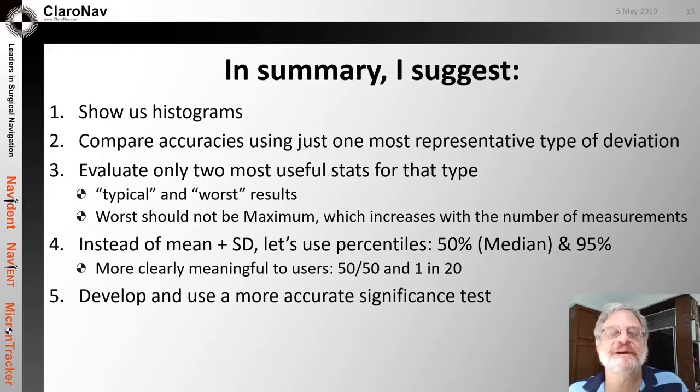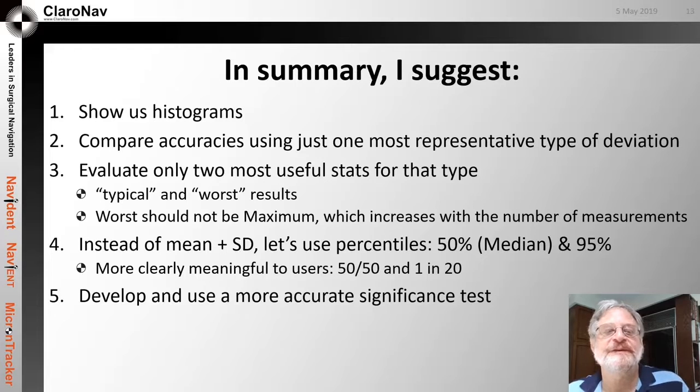Okay, well, let me summarize by offering some suggestions about how we could do a better job measuring and comparing clinical navigation accuracy. 1. Please show us the deviations in the study, how they were actually distributed by plotting their histograms. 2. While it's useful for a paper to present the stats for a range of different deviations, when comparing results between papers or systems or studies, let's just pick one type of deviation to represent them all.